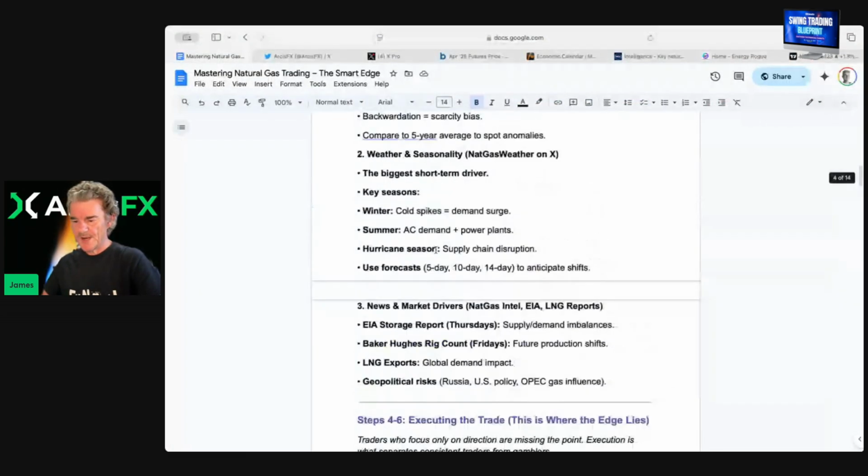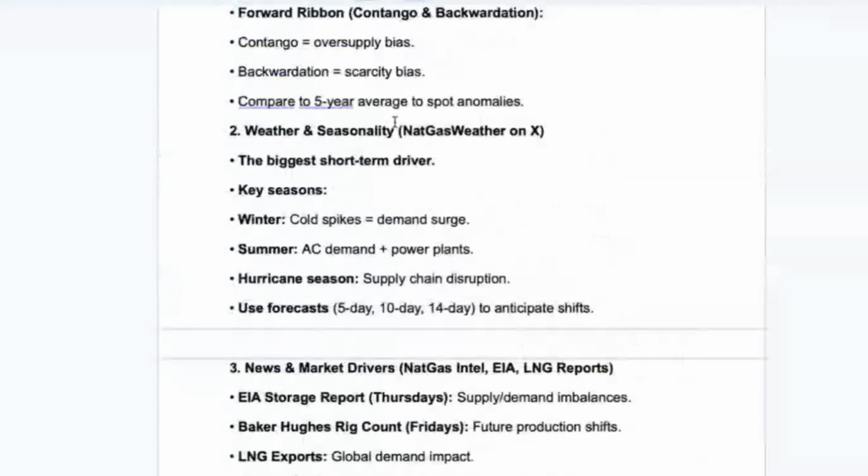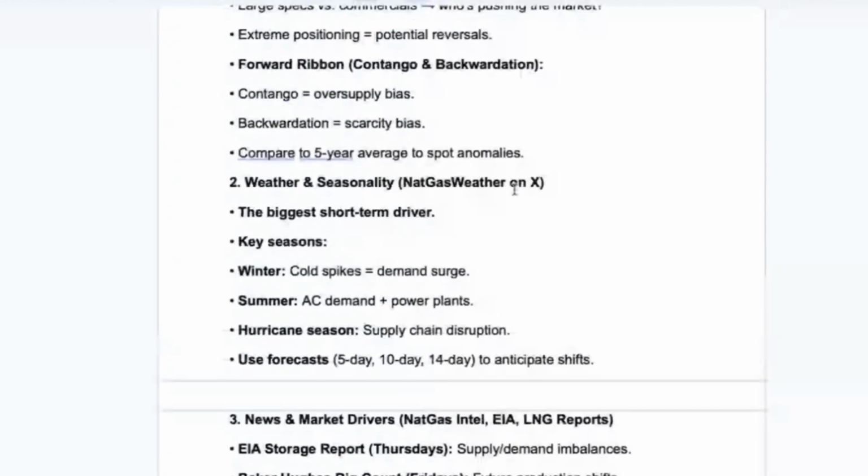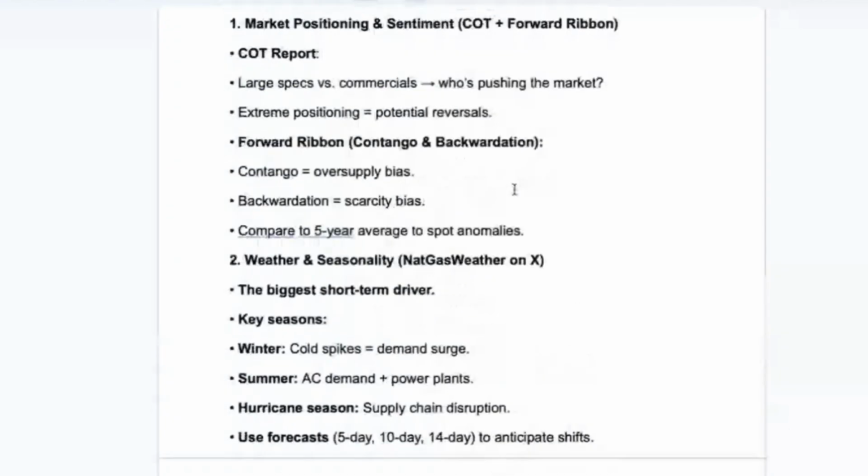The biggest contributors to weather: the winter cold spikes, demand surges; summer AC demand and power plants, demand surges; hurricane season can lead to supply chain disruption; and then usage for forecasts, 5-day, 10-day, 14-day, to anticipate shifts in the weather. Often you'll get shifts in the weather over the weekend, which might make you not want to hold your trades over the weekend, because we often get gapping over the weekend.